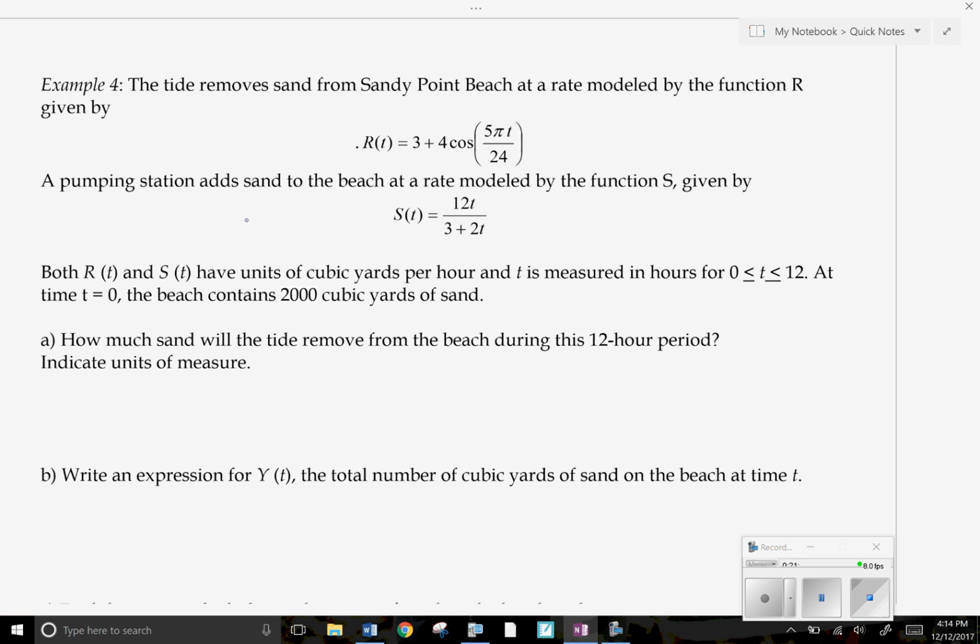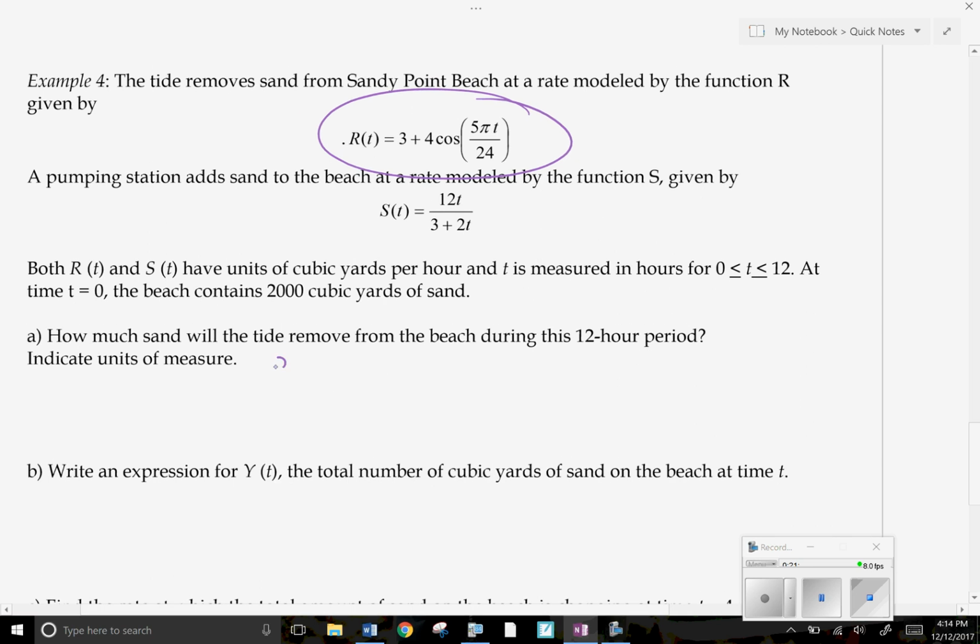Okay. So if I want to know how much sand it's going to remove, I'm dealing with that guy right there. And the integral of a rate gives me the net change. So the integral of r of t from 0 to 12 will tell me how much sand is removed.